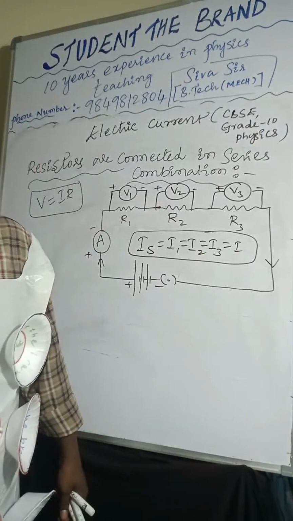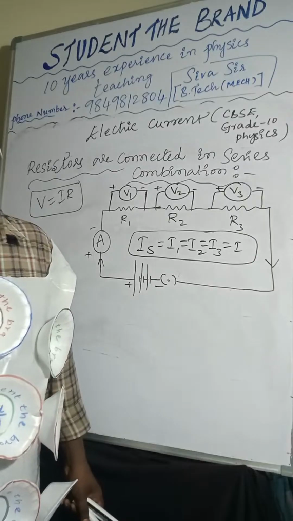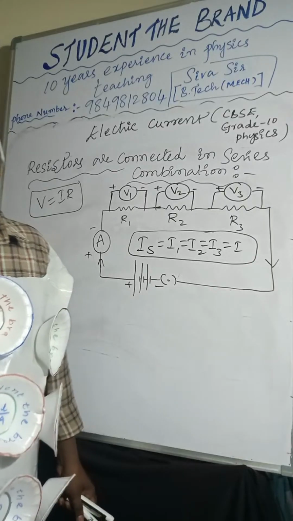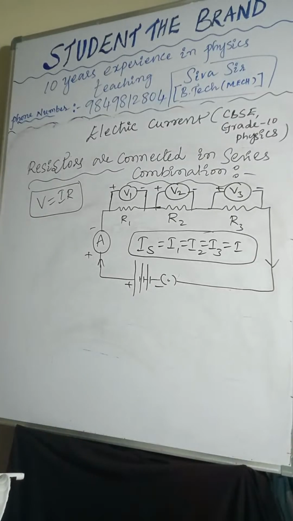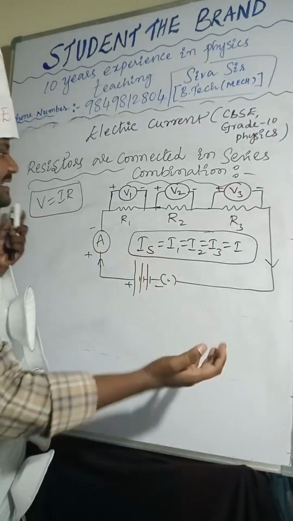So from Ohm's law, V equal to IR. Very important concept we are discussing.